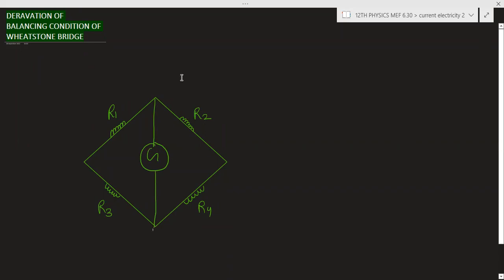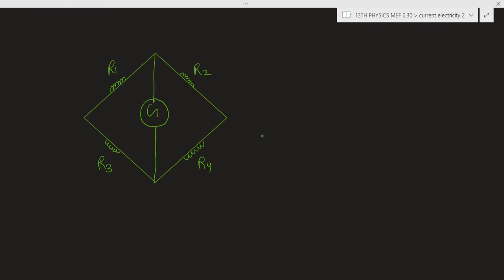And galvanometer is used to measure the current. If there is a deflection in this galvanometer, then it means that in this wire the current is flowing. If there is no deflection, you can say that no current is flowing here. And this capital G is the resistance of the galvanometer I am supposing. And we have connected this with some power source.